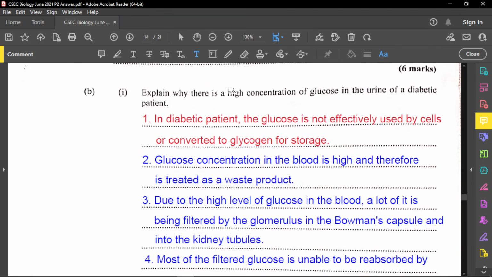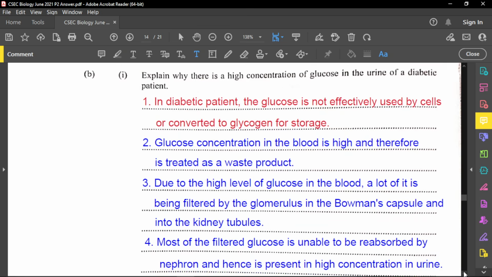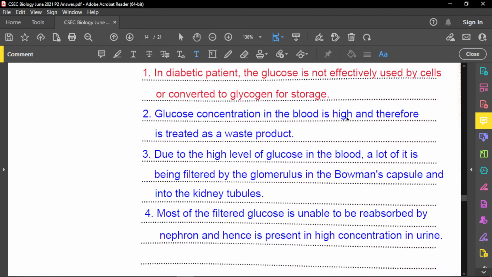All right. So next part of the question here now. It asks us to explain why there is a high concentration of glucose in the urine of a diabetic patient. And one does make a pretty good note here, that in a diabetic patient, the glucose is not effectively used by the cells or converted to glycogen for storage. So that's the main thing happening in a diabetic person. And so the reason why it will be high in the blood is that the body cannot use it or store it effectively.